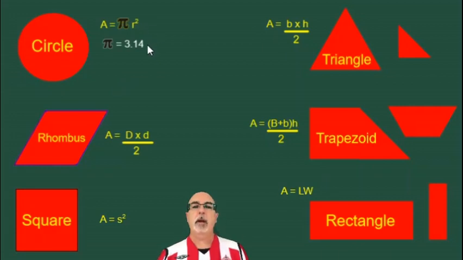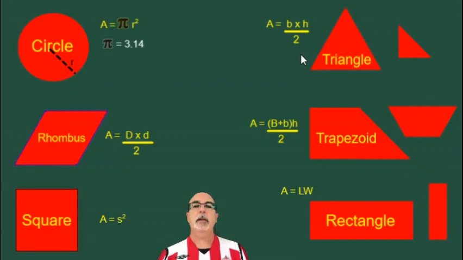We have to use pi, which is a value. We often use 3.14, a rounded off version of pi, as our value in problems. And we have to know what the radius is. R is the radius. It is the distance from any point on the outside of the circle to the exact center of the circle. Next, we look at the triangle.